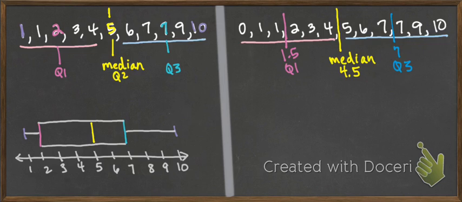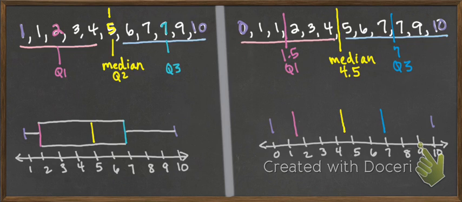And then again, like the last one, all you need to do to make your box and whisker plot is identify your quartiles and then your smallest and biggest number, your minimum and maximum. So let's plot those on a number line. And then connect our lower quartile to our upper quartile, and then draw a line from the box out to our whiskers, our smallest and biggest numbers. And there you go.